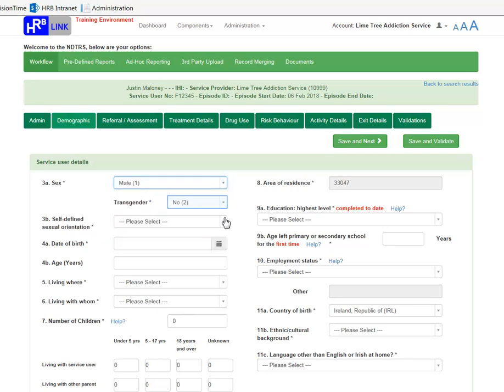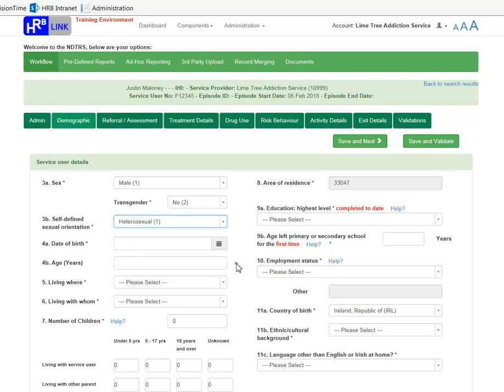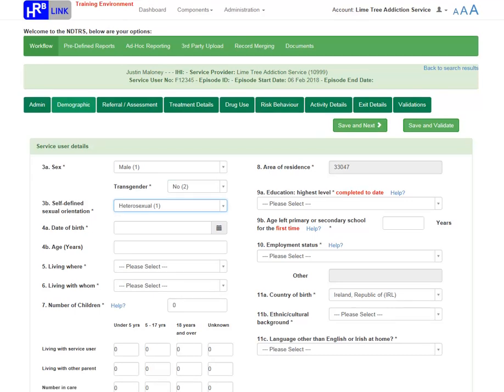Remember, this refers to how the person defines their own gender and sexual orientation, regardless of any outward appearance. If the user does identify as transgender, then select Yes from the transgender option. If they have a preferred sex by which they define themselves, then also select either male or female.